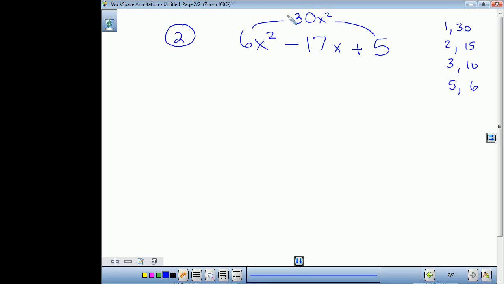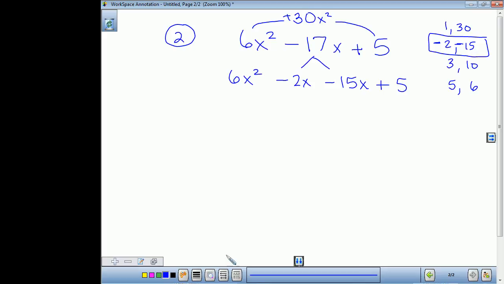But because we're multiplying to get a positive and adding to get a negative, if you're multiplying to get a positive, they have to have the same signs, don't they? Both have to be negative, because we're adding to get that negative. So we're going to go with negative 2 and negative 15, because when we add them up, they give us negative 17. So we're going to split that middle term into negative 2x and negative 15x.